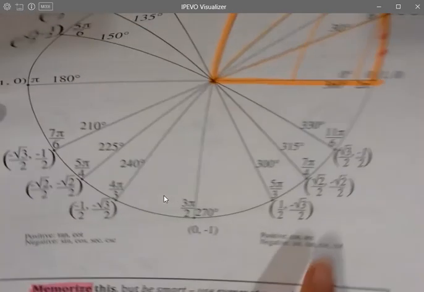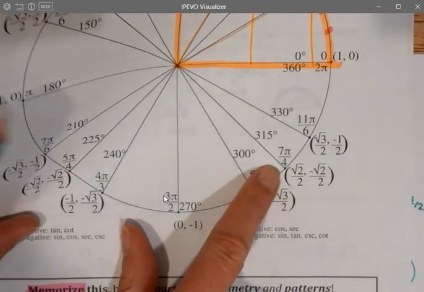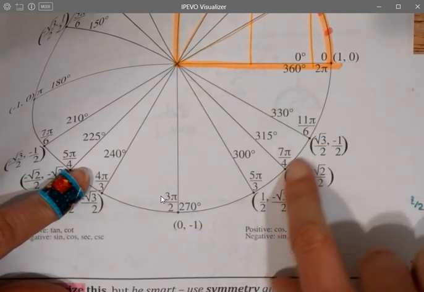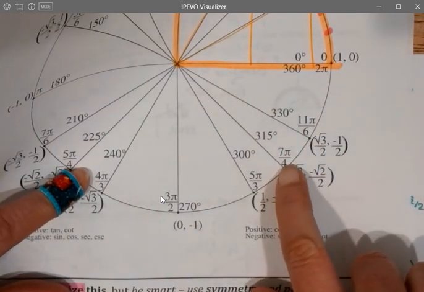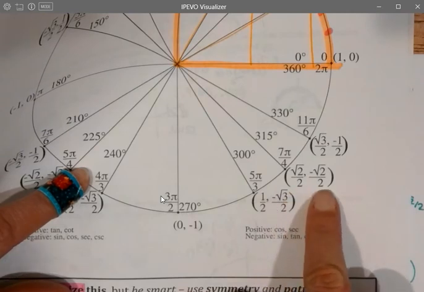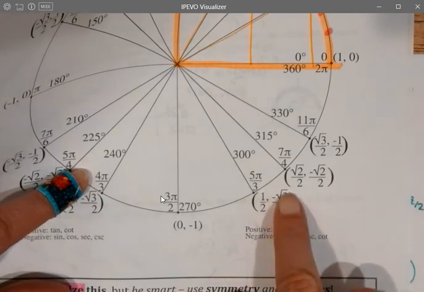And again, on the unit circle, we don't see it saying negative pi fourths, but if I go pi fourths in the negative direction, it's going to be coterminal with 7 pi fourths. And so I do have negative square root of 2 over 2 divided by positive square root of 2 over 2, which is negative 1 for the tangent.